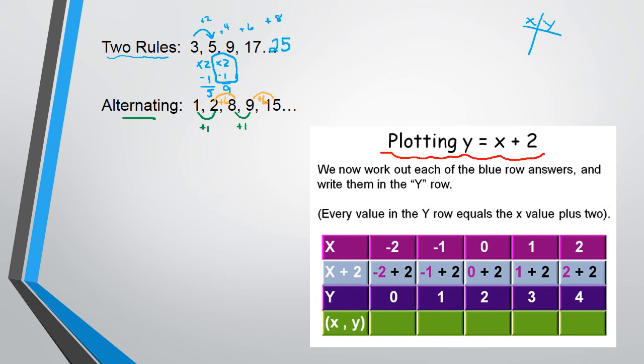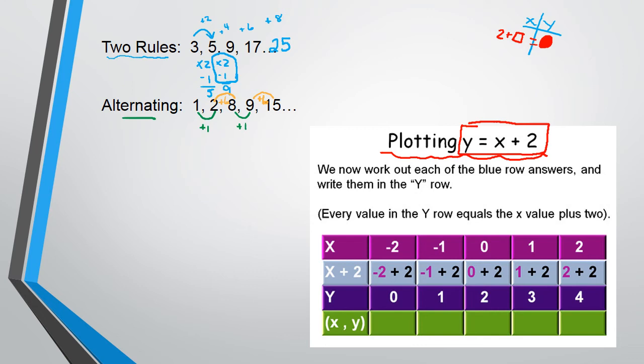Plotting y equals x plus 2. So this is an example of an equation, y equals x plus 2. And all that means is they took the y value, whatever was here, and they said it's equal to this value plus 2. That's all that this is saying. So all the y values are equal to the x value and add 2 more.